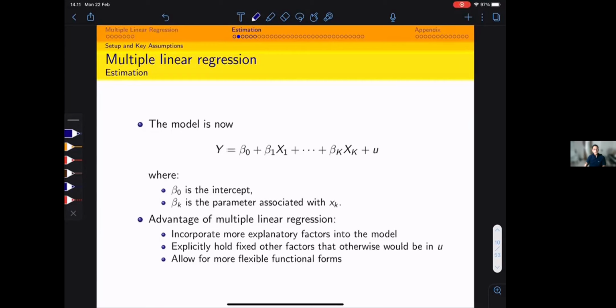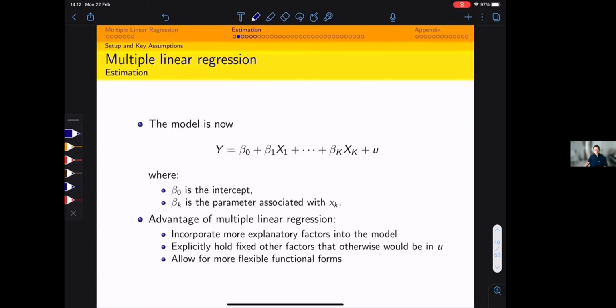And so what are the advantages of multiple linear regression? The advantages are, first, we can incorporate more explanatory factors into the model. We know that not only expenditure per student matters, we also know that student-teacher ratio matters, and the average income of parents matters. And there could actually be other variables that affect student test score that may not be able to be included in the model, okay? So that's the first advantage.